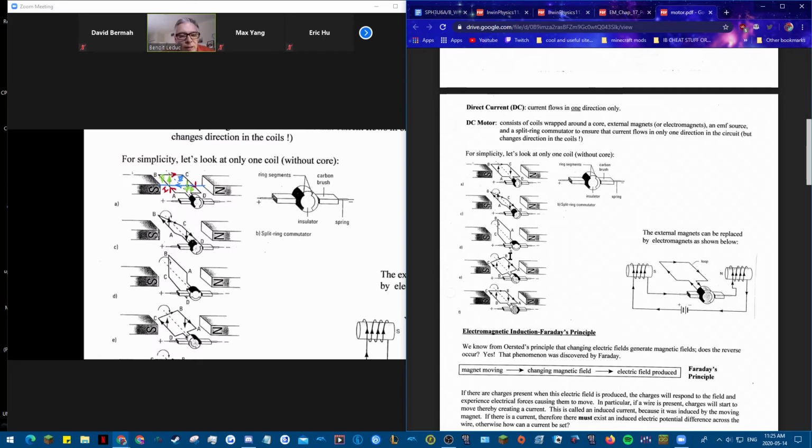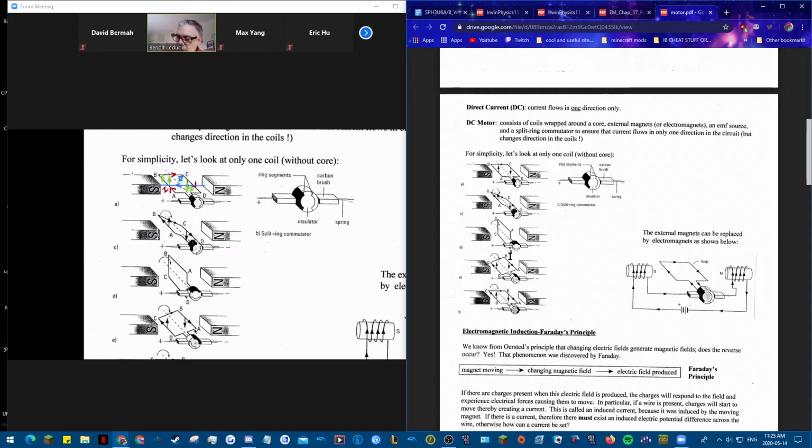So the effect is that the current in the coil will reverse direction. When AB is on the other side, the current will be going from B to A, in such a way that the magnetic force will be pointing in the same direction. You want the magnetic force to be the same on this side, so that the motor goes in the same direction.